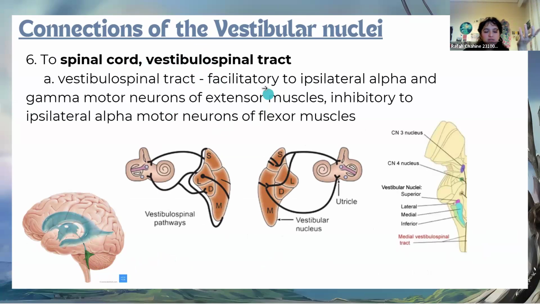Okay, pause. Facilitatory basically means excitatory. Okay, we're exciting. Ipsilateral means same side. Alpha and gamma motor neurons of the extensor muscles.